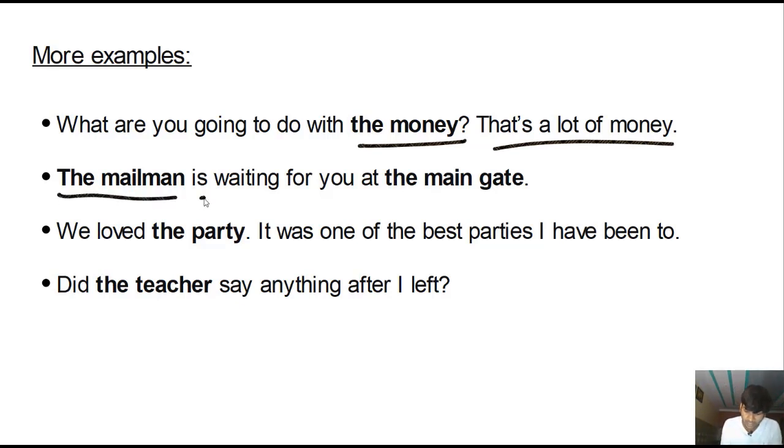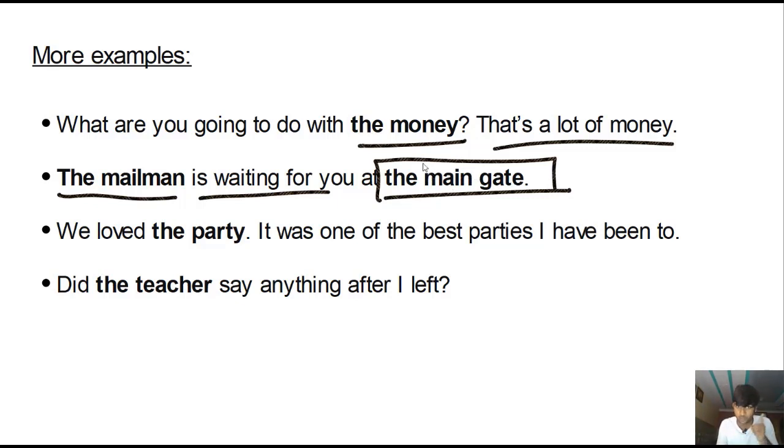The mailman is waiting for you at the main gate. I'm waiting for a mailman to come and deliver me the package. So I'm talking about that mailman, the person who called you in the morning. You knew that somebody is going to come and give you the package, and you already had a word with the person. So I'm talking about that person. The mailman is waiting for you. Where? At the main gate. There are multiple gates. I'm talking about the main gate. It is just one gate, and I'm referring to it using the article the.